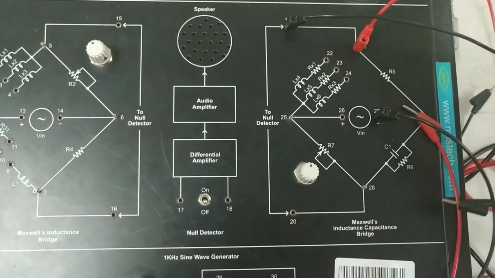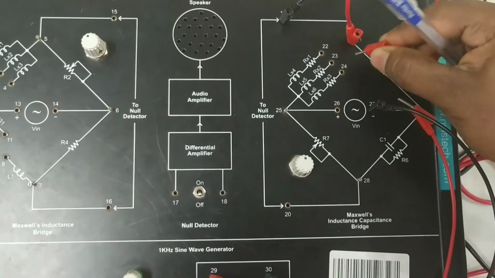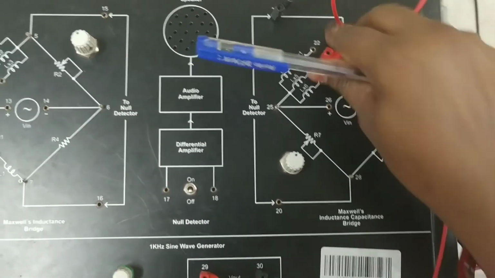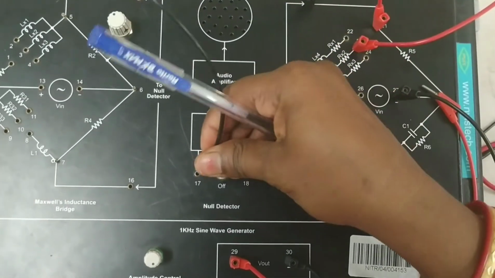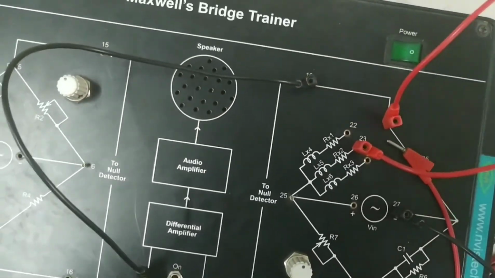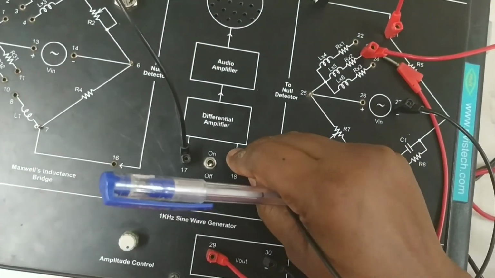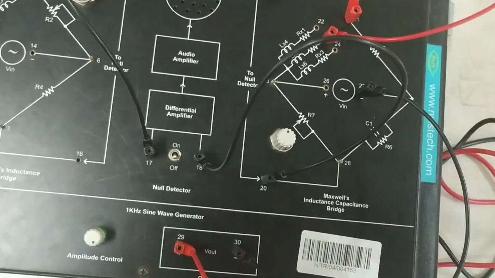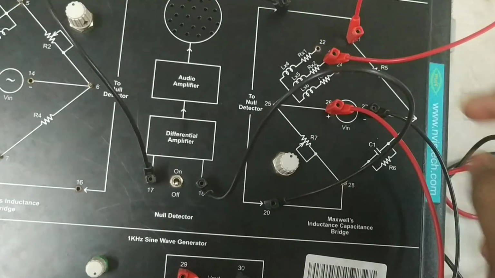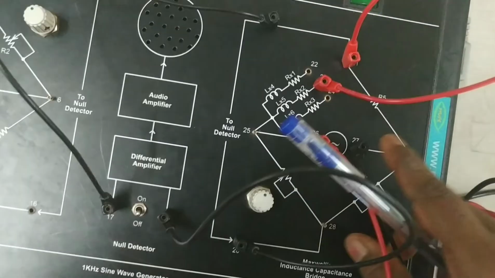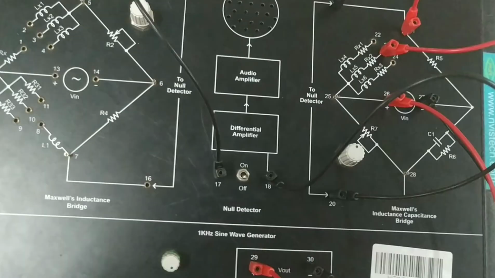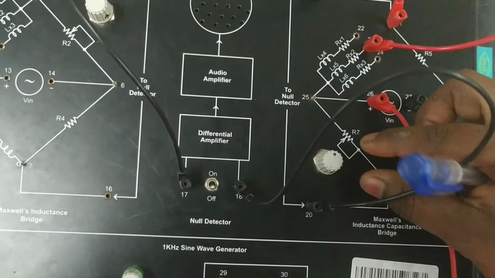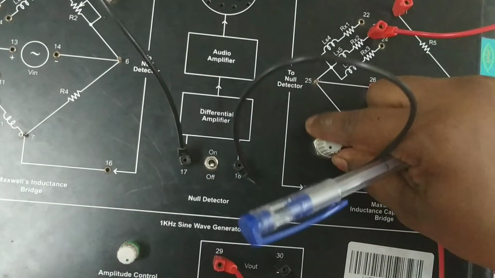Go for the next reading, Lx5 and Rx2. Connect the patch cord between 21 and 23. Connect the null detector to 17 and 19 and another 18 to 20, and connect the sine wave generator from 26 to 29 and this one 27 to 30. Now the connection is over. Let me check the amplitude control in maximum position and the potentiometer in minimum position.